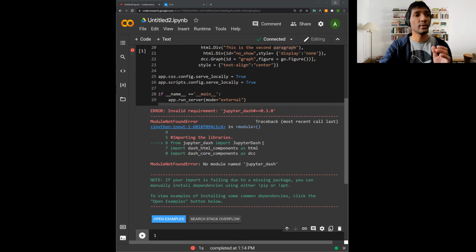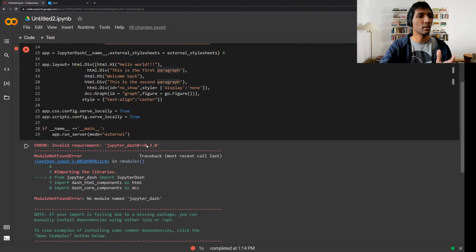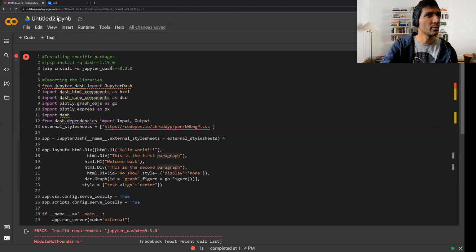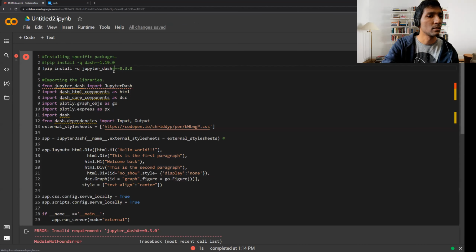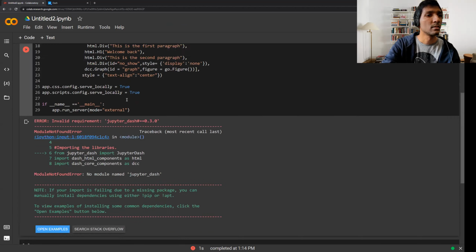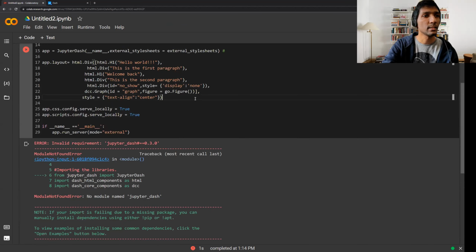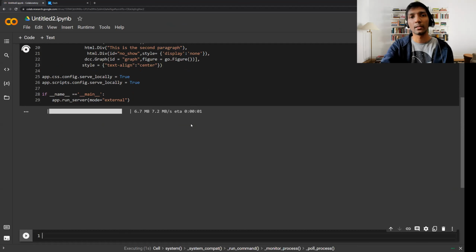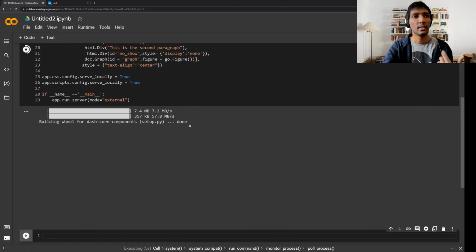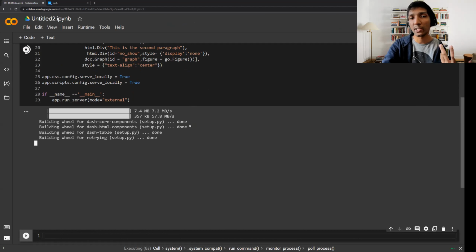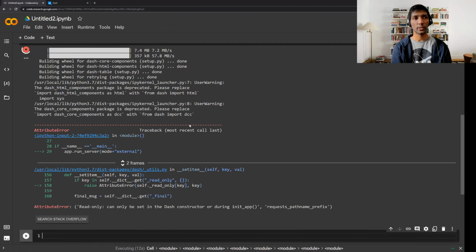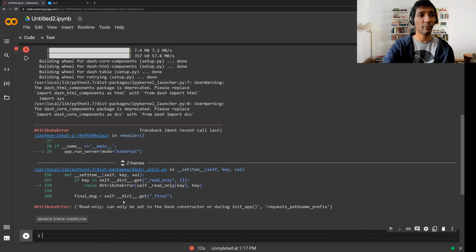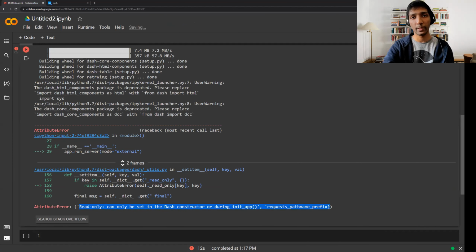Okay, so we are facing the issue where, okay, we do have Jupyter Dash. Huh, that's weird. So we are facing the issue where the code tells us that the request path name prefix is in a read-only state and that cannot be altered. So I don't know how I can fix that issue. I've tried a bit, but I couldn't.